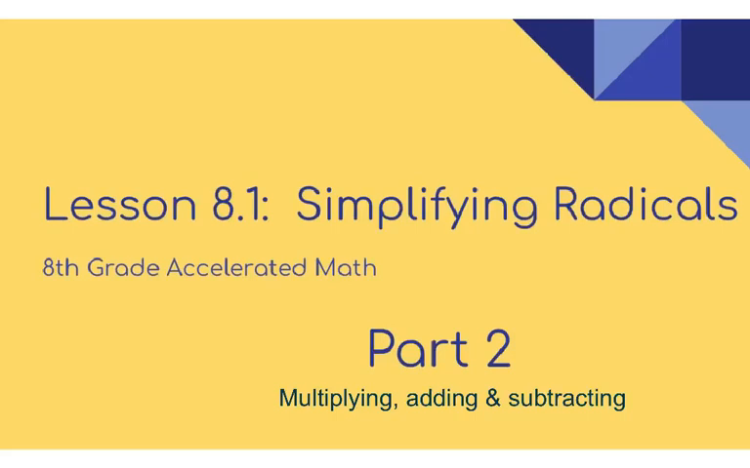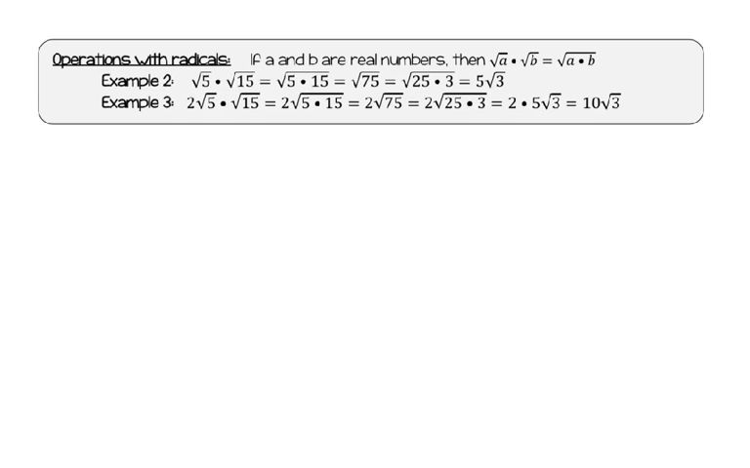This is part 2 for lesson 8.1, simplifying radicals. In this part of the lesson, we are going to talk about multiplying, adding, and subtracting. Usually we do adding and subtracting first, but with radicals, multiplying is the easiest one, and so we're going to start with that.